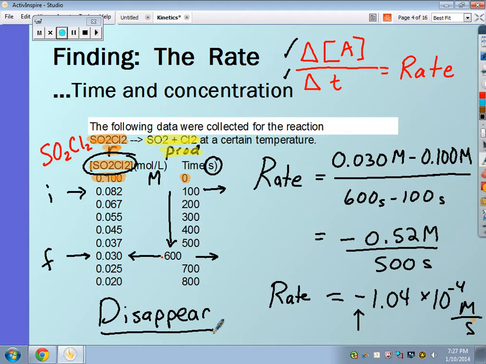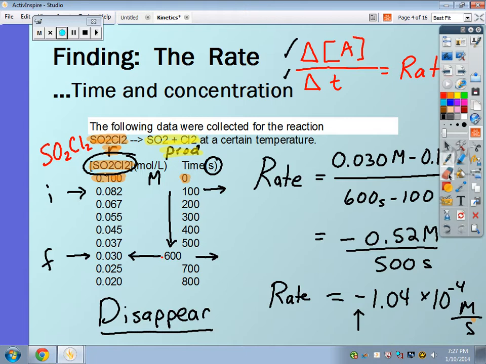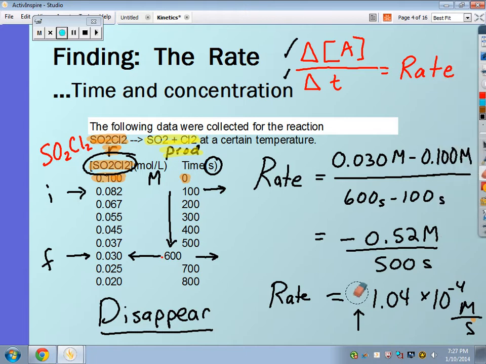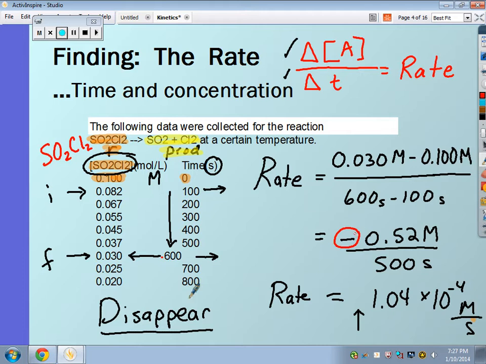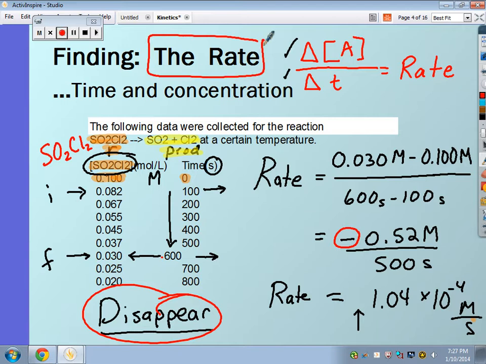If that bothers you, then simply take that negative out. When it appears up here, okay, it's a negative right there. What does that mean? That means it's disappearing. Okay, it's going away. So simply, it's just change in concentration over change in time to find a rate, or the rate of a reaction.